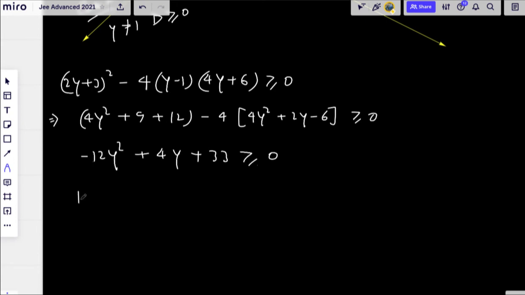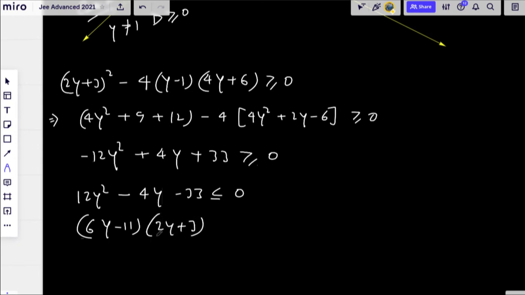And this implies 12y square minus 4y, multiplying with a negative sign, the inequality will be changed, minus 33, right, properly. Minus 33 is less or equal to 0. Right. So this implies now factorize it. That is 6y minus 11, and this is 33 now, so 12 into 33, 6, 11, 6, and minus 4. So 6y minus 11, and 2y plus 3. Is this correct? 3, 11, 33, 2, 6, 12. Okay, fine. Less or equal to 0.